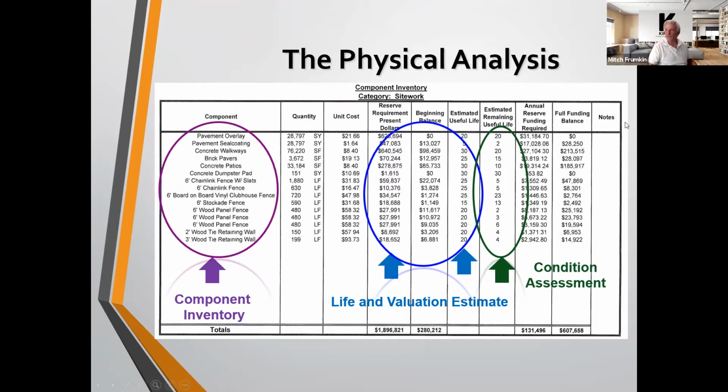And this full funding balance category shows you, if you were fully funding every one of the components using that example, you should have set aside $607,000 already. Now the question comes up, because I know you're all thinking it. You should have set aside 607. You've only set aside 280. You've only set aside half of that amount.